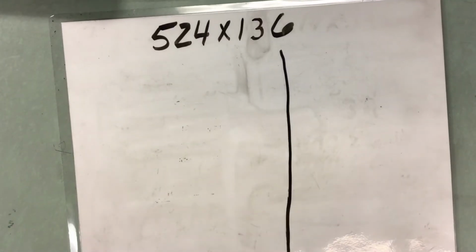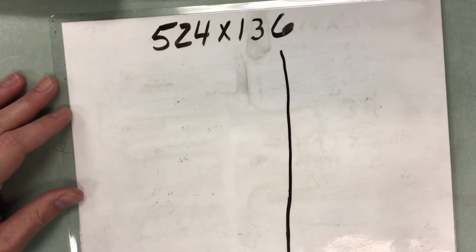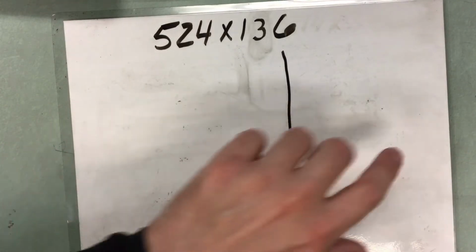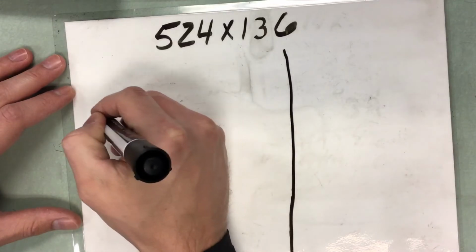Today's lesson, we're going to continue multiplying using the area model and also the standard algorithm and connect those to one another. So let's look at this problem, 524 times 136. Go ahead and set up your paper like I have. We're going to work the area model on this side and the standard algorithm on this side. So let's start with the area model.